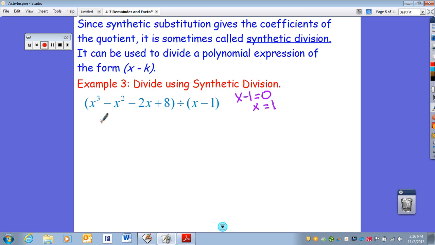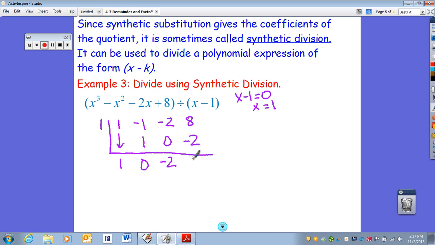So that's how we did our synthetic substitution before, and synthetic division is going to be done basically the same way. So we're going to list our coefficients. We have our 1, our negative 1, our negative 2, and our 8. And then remember, we bring down the 1, we multiply, we add the two together, we multiply, we add the two together, we multiply, and we add the two together. And then this is really called our remainder theorem, because this number right here, the 6, is going to serve as our remainder. So when we're done, this lists our coefficients.